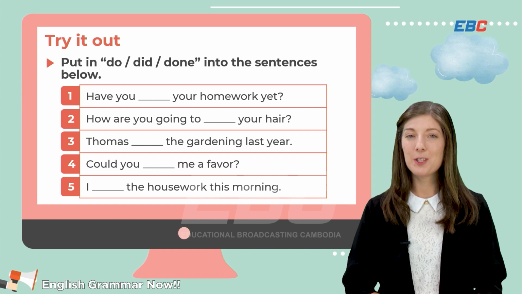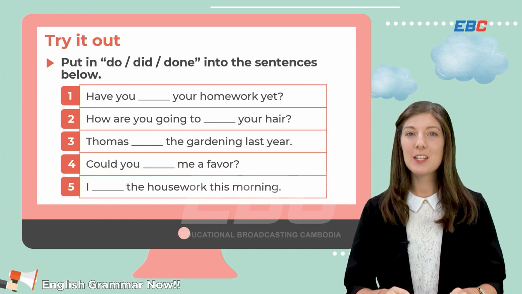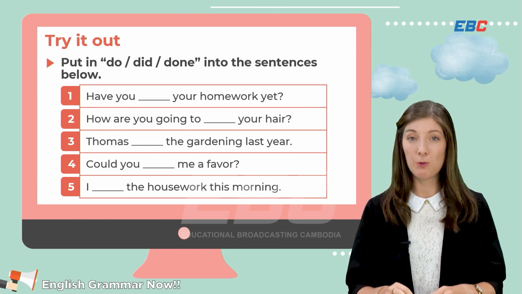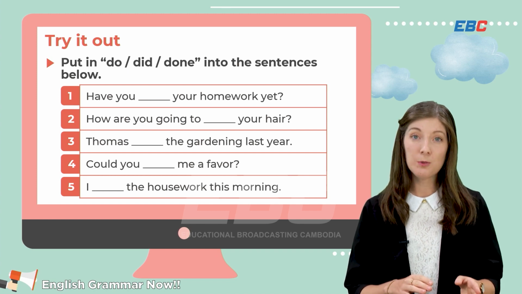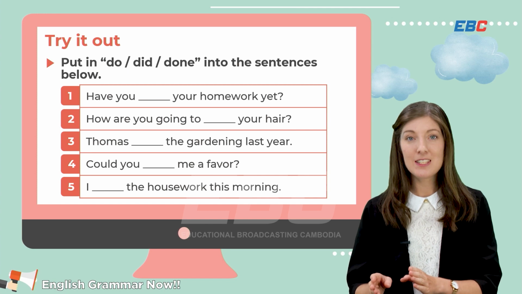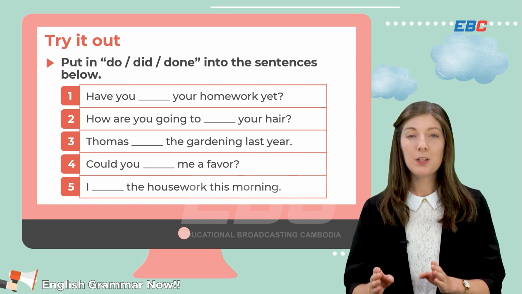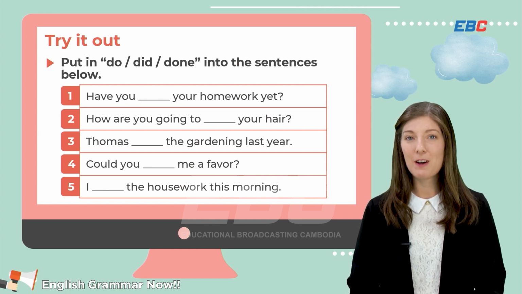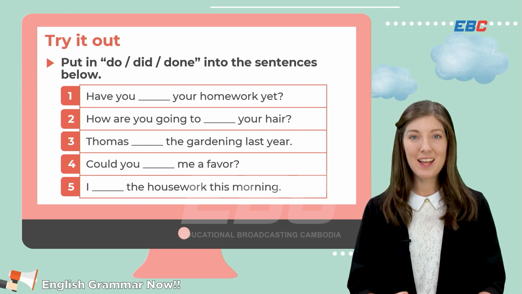Here's something for you to try out. Using do in its different forms, which are do in the present, did in the past, and done is the past participle, you can fill in the blanks in these 5 sentences. Go ahead, give it a try.